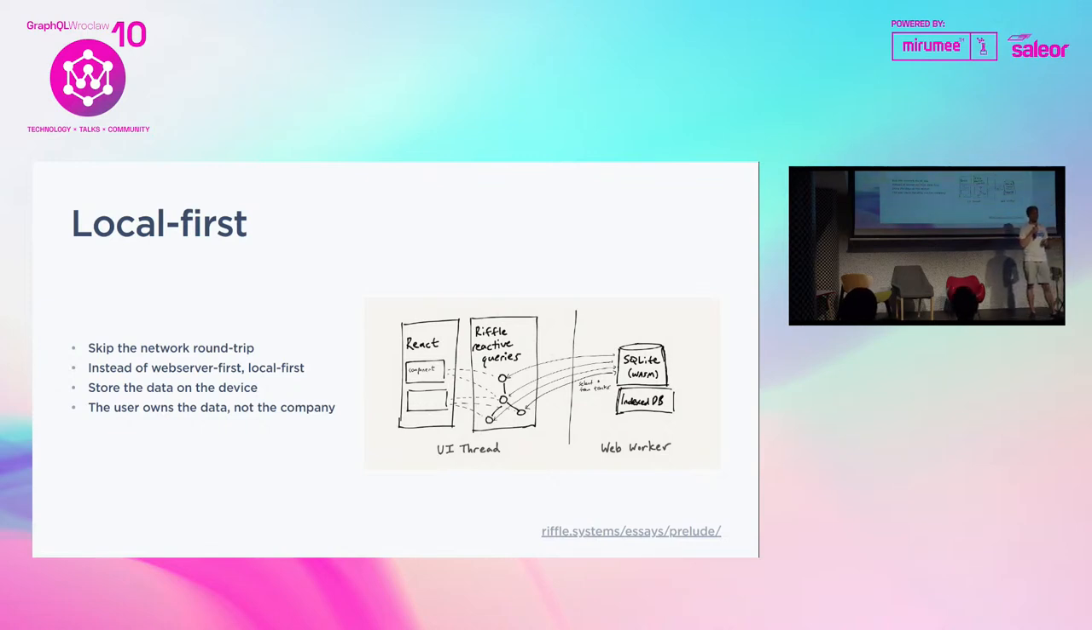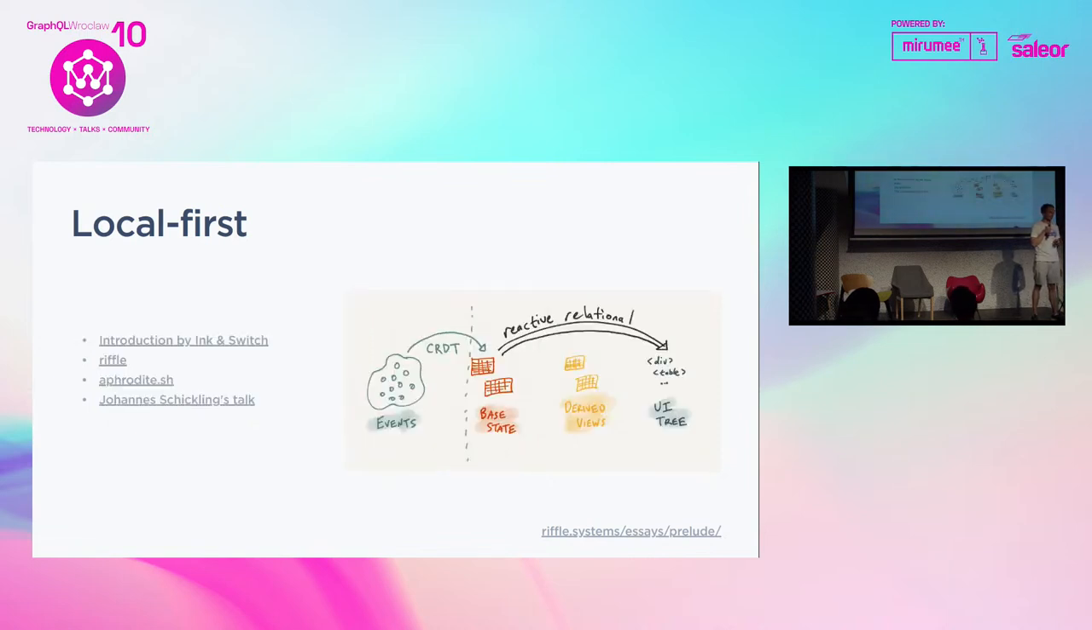Does that make GraphQL obsolete? I don't think so. You still need to sync all of this data, but this is just an interesting approach that just popped up a few years ago and is now becoming more and more popular. There is one library called, I think, Aphrodite, if I pronounce correctly. Riffle is a research project that also a friend of mine, Johannes, who is later in the discussion, works on, and he also did a great talk a few weeks ago just to focus on this topic. Local first is really interesting.